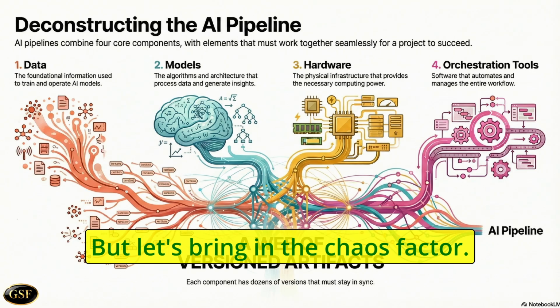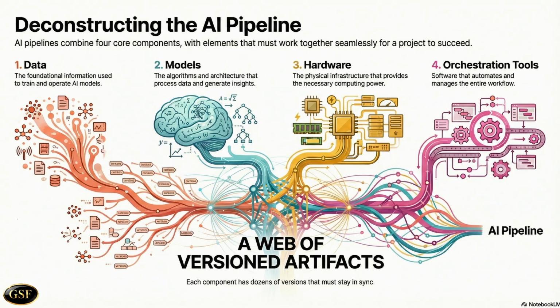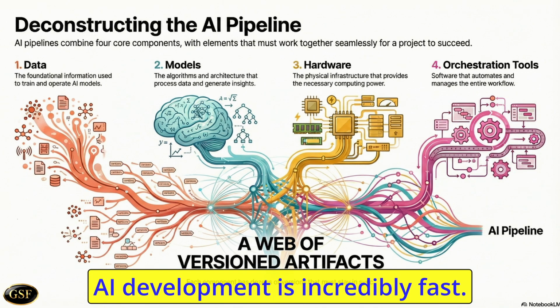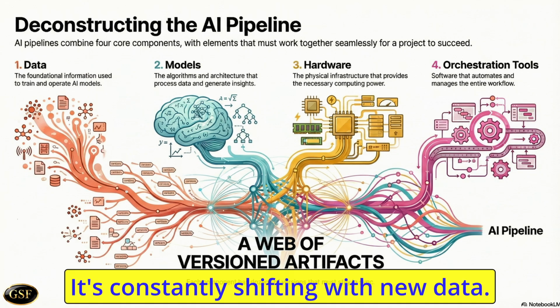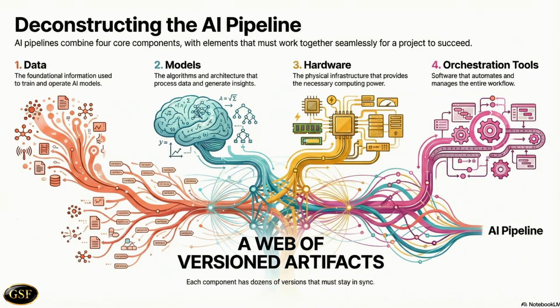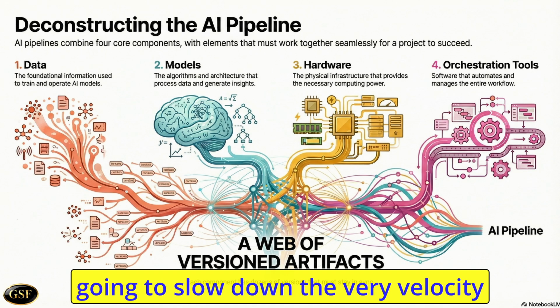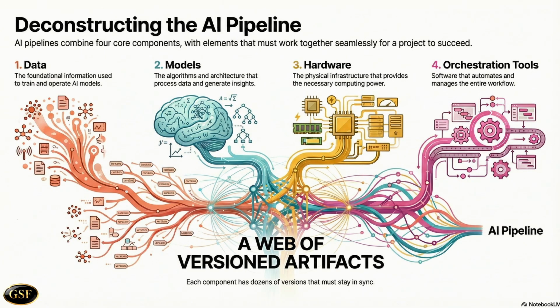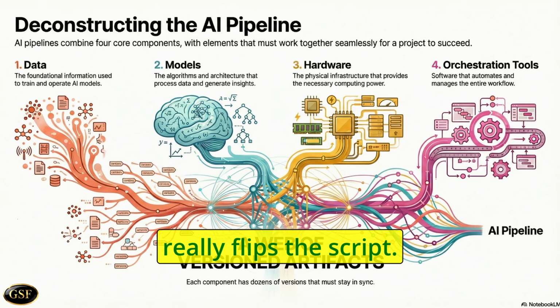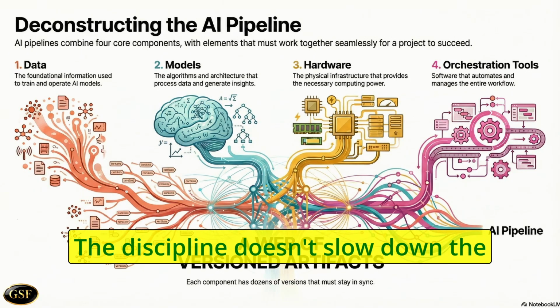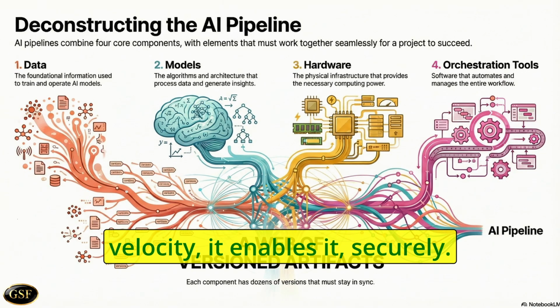But let's bring in the chaos factor. AI. AI development is incredibly fast. It's often non-deterministic. It's constantly shifting with new data. Isn't this kind of rigid, disciplined CM going to slow down the very velocity that AI needs to be successful? That is the critical question, and it really flips the script. The discipline doesn't slow down the velocity, it enables it securely.